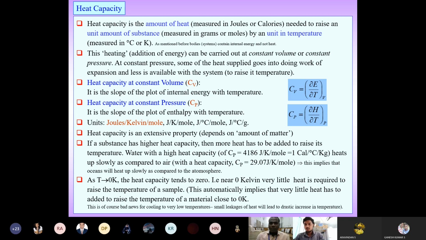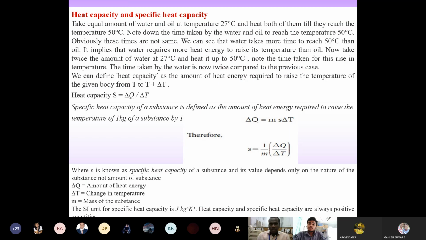So heat capacity is the amount of heat needed to raise a unit amount of substance by a unit in temperature. So this is heat capacity. We can get much more clarity about heat capacity and specific heat capacity. We have two terms, heat capacity and specific heat capacity.